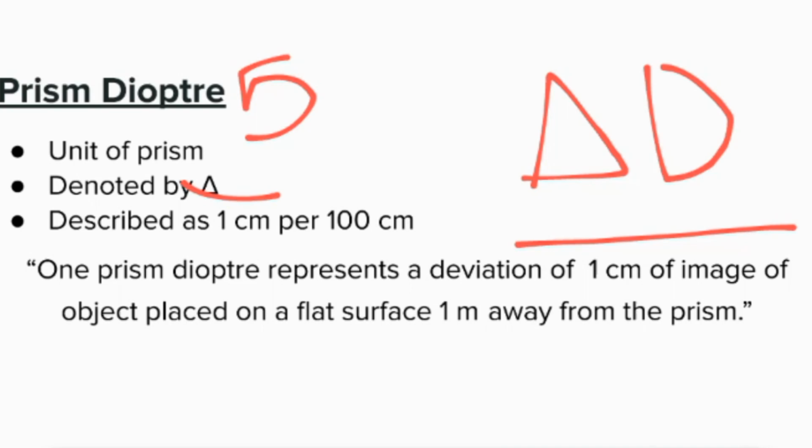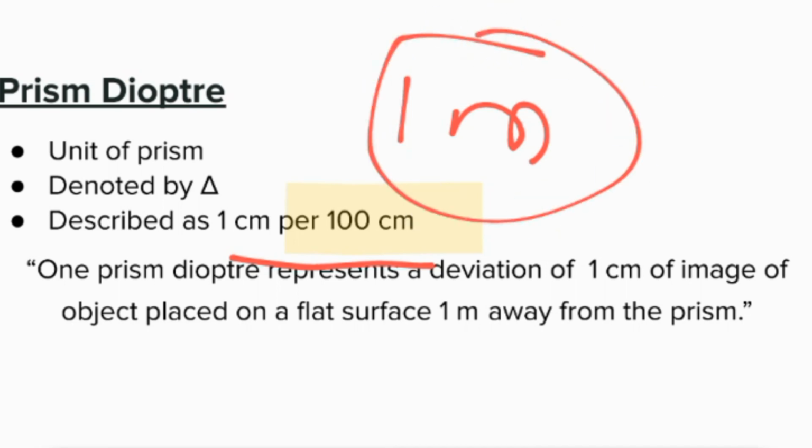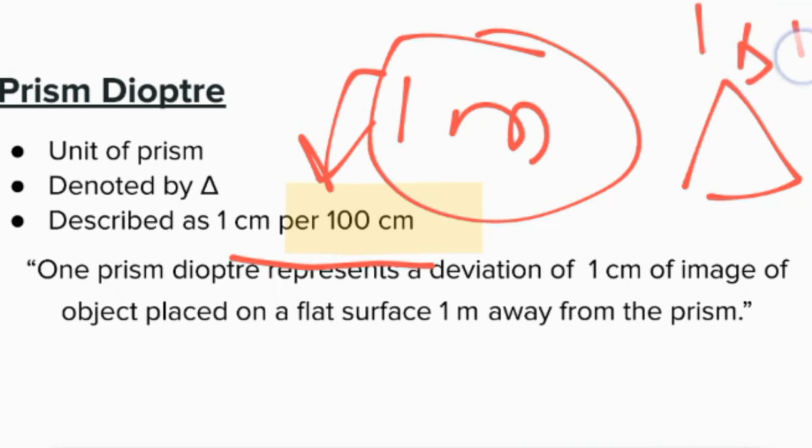While we are discussing the prism diopter, we should know what a prism diopter is. We describe it as 1 centimeter per 100 centimeters. The 100 centimeters can be termed as 1 meter, and we all know that 1 meter equals 100 centimeters. So if we have a prism whose power is 1 prism diopter.